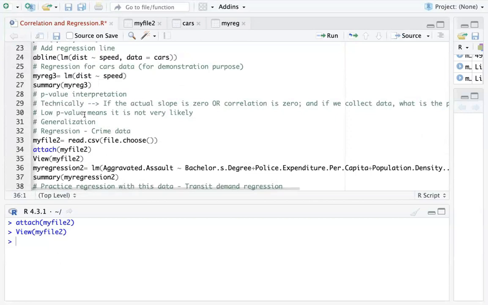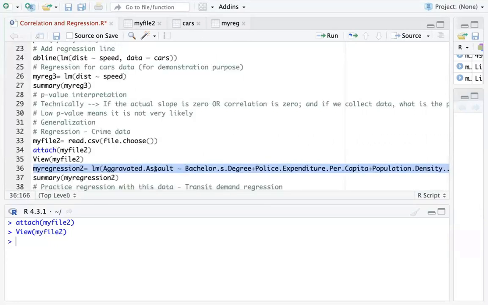Okay, now we want to see scientifically and objectively how this model can be made, or how these independent variables would determine the dependent variable. And again, I'll be using the same format, which is, I would say, my regression 2. My regression 2 is the name of the object, where you can choose any name, equal to lm, that's linear model. And then the dependent variable will come first.